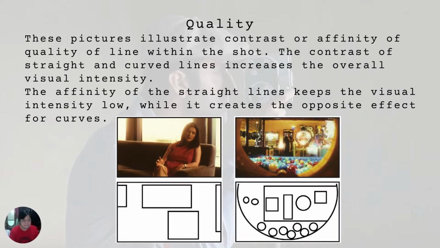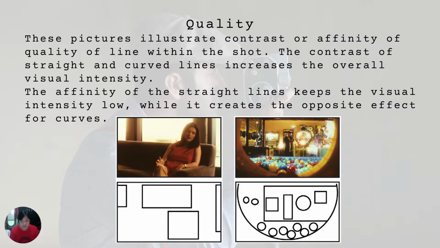Now, these pictures illustrate contrast or affinity of quality of line within the shot. The contrast of the straight and curved lines increases the overall visual intensity of a scene. The affinity of straight lines kept the visual intensity low, like the image on your left. Now, the image on your right creates the opposite effect for curves.